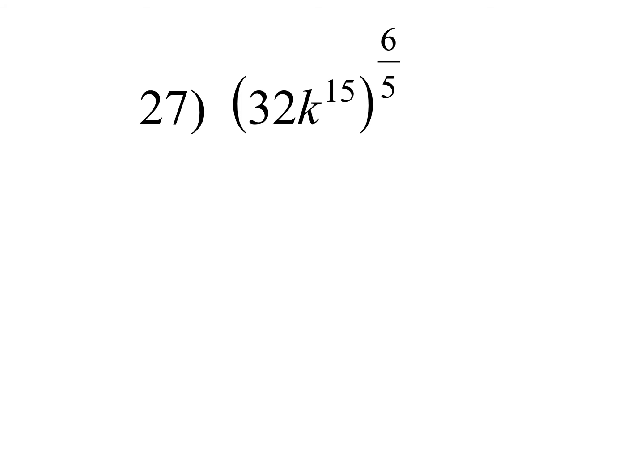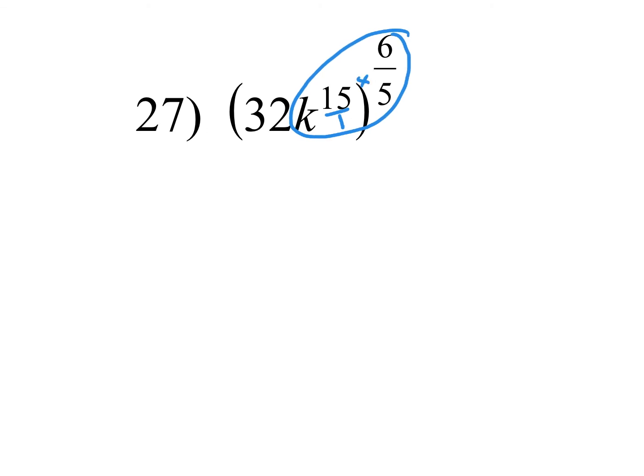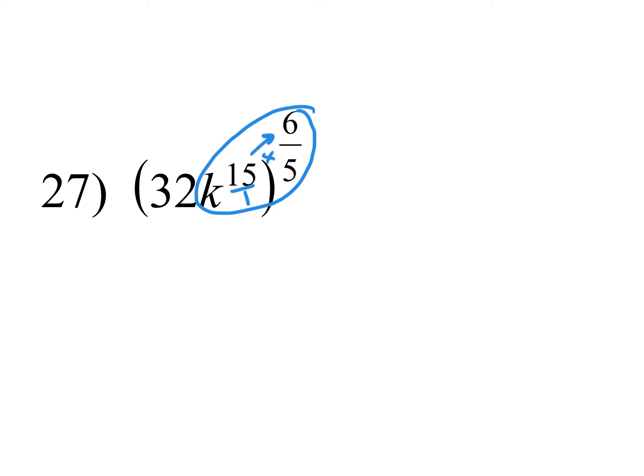All right, 27. What should I do first here? So for my variable, I can multiply the exponent. So this would be like 15 over 1 times 6 over 5. So multiply the tops together. So 15 times 6 should be 90. And 5 times 1 is 5. So 90 over 5. And can I simplify 90 over 5? 90 divided by 5.